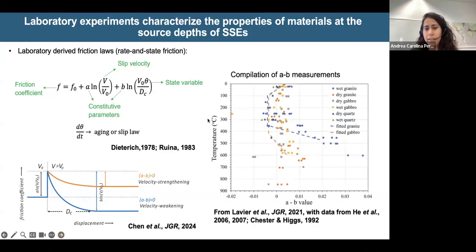There are a lot of experiments that have been done. This is just a compilation of A minus B measurements on different materials, granite, gabbro, quartz, and these were very important to inform our understanding of the mechanics of slow slip. For example, early understanding of slow slip considered that A over B at the source depths of slow slip was transitioning from velocity weakening to velocity strengthening, both up-dip and down-dip.